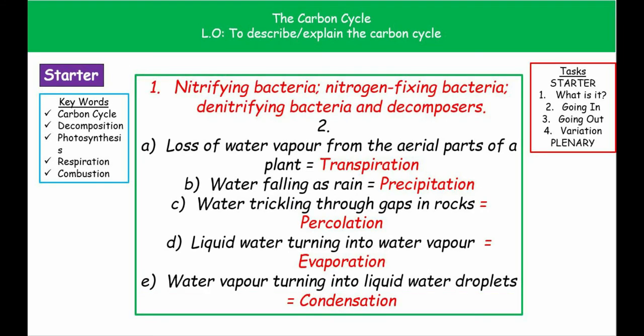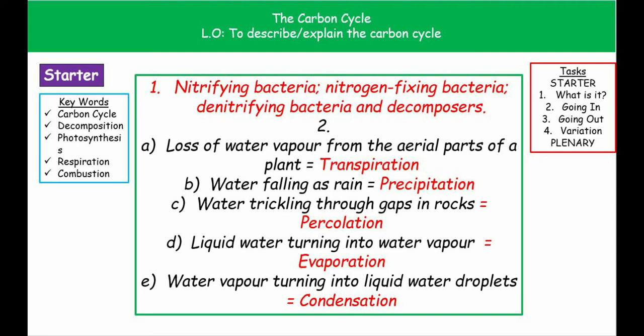Let's mark those answers then. So the first one, the types of bacteria we find in the nitrogen cycle are nitrifying bacteria, nitrogen fixing bacteria, denitrifying bacteria and decomposers. Give yourself a mark for each of those that you got right.